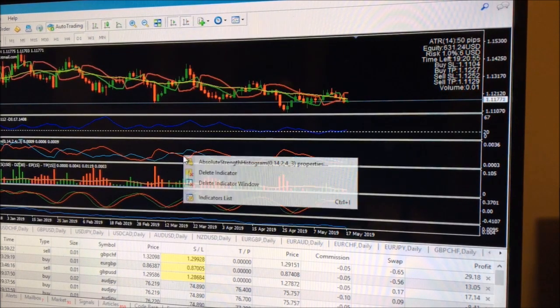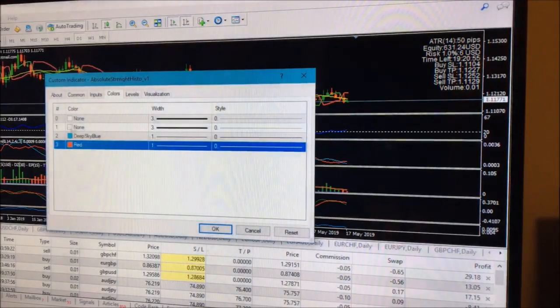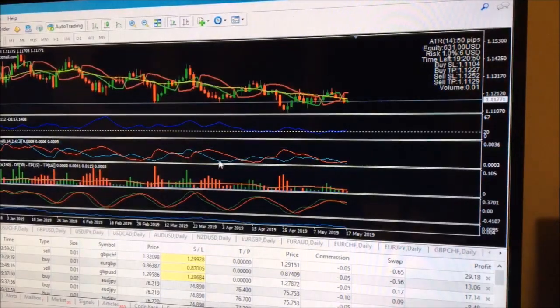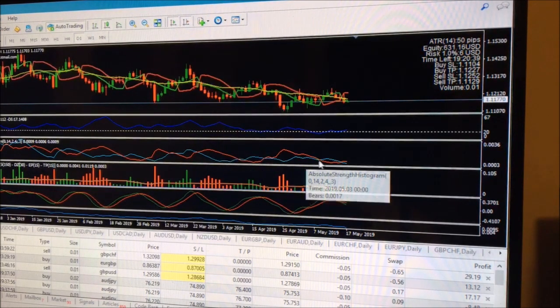I got rid of the actual histogram part by turning the 0 and the 1 to none, and I left the other two so that we essentially just have a 2 lines cross indicator. This one works very similarly to the SSL channel chart alert indicator, in that if the red line is above the blue line, that indicates that the bears have the market. If it's the opposite, then the bulls have the market.